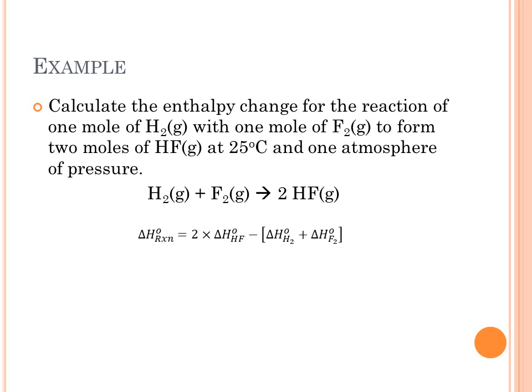Now what we'll have to do is look up the enthalpies of formation of each of those substances and plug them into the equation. When we do that, we find that the delta H for the HF is negative 271 kilojoules per mole, and for the H2 and the F2, they're 0, like we said before, because they're elements in their naturally occurring state. So then we're just going to take that equation above and plug these values into it. It should be pretty straightforward for this particular problem.